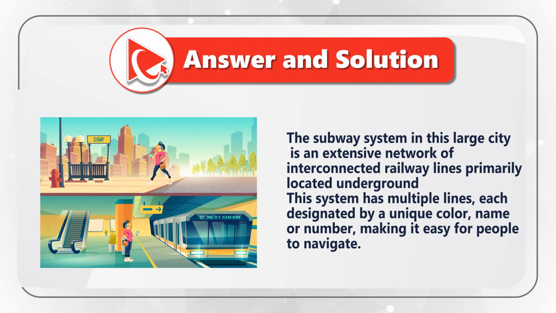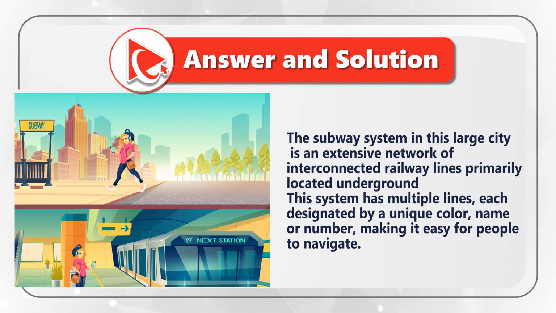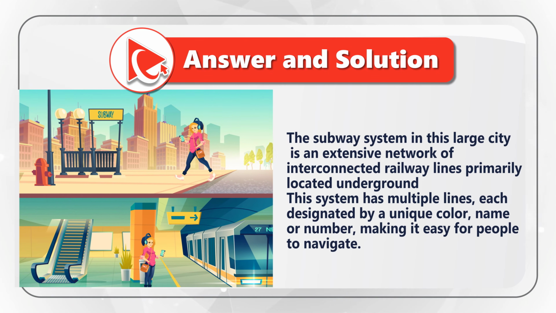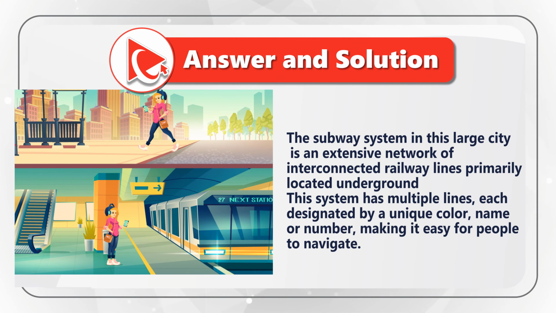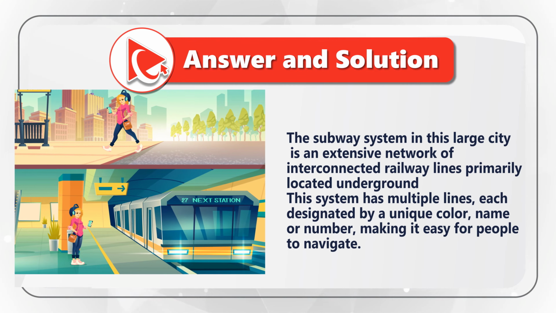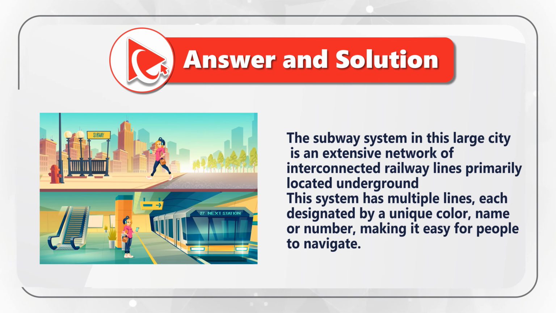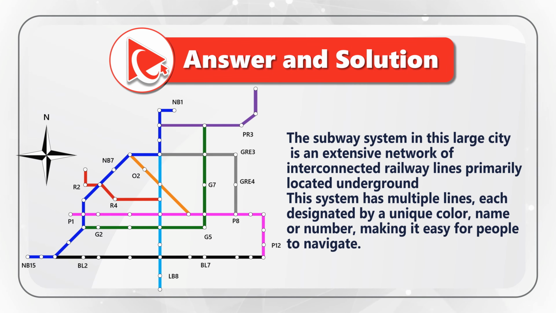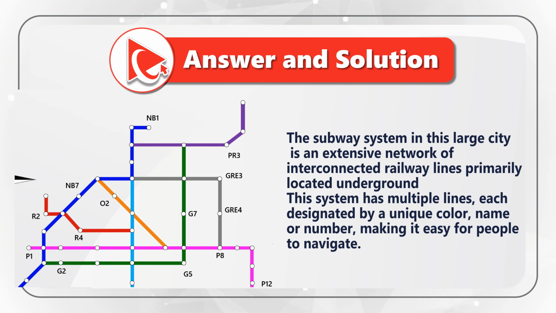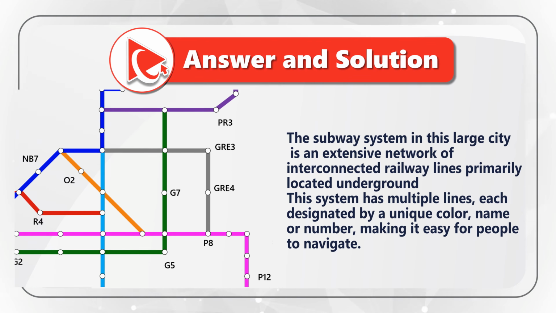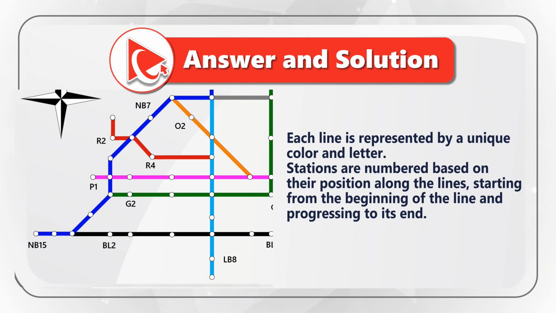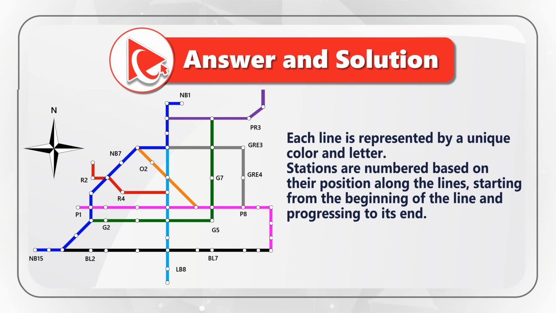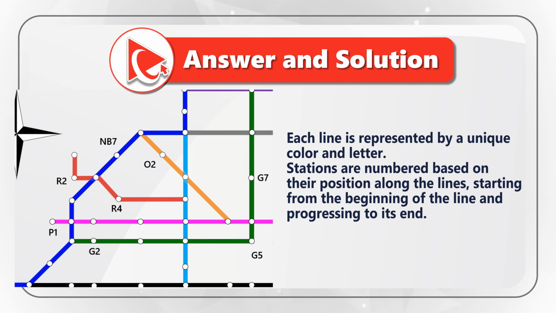Since we're presented with the map of a subway, let's better understand what a subway is, as it is going to be helpful to answer this question. The subway system in a large city is typically an extensive network of interconnected railway lines, primarily located underground. This system typically has multiple lines, each designated by a unique color, name, or number, making it easy for people to navigate. Now let's take a close look at the map to see how we can better understand it. Each line on the map is represented by a unique color and letter.